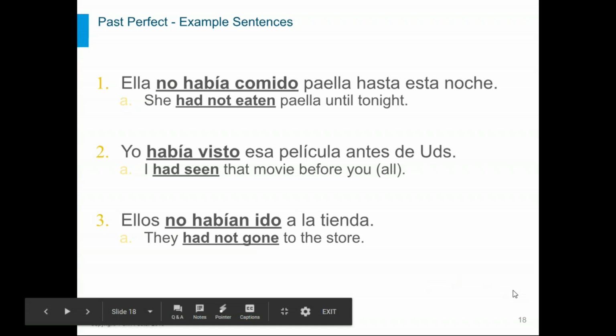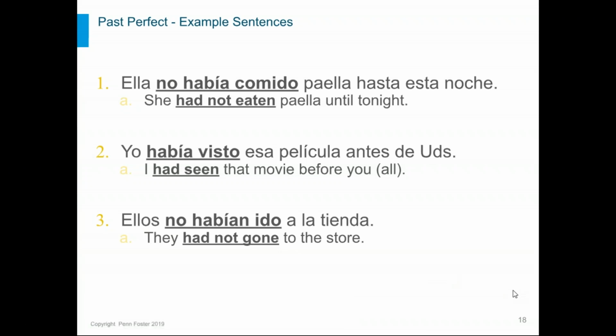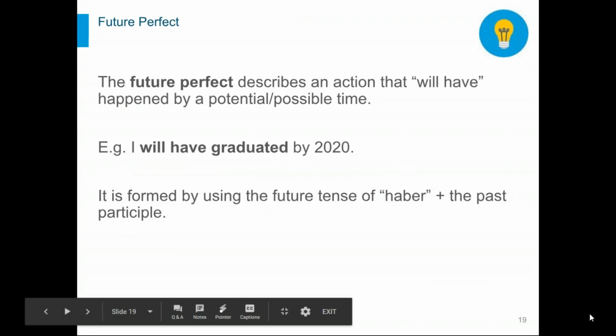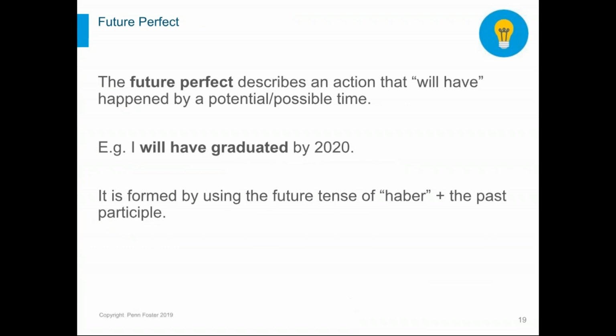Okay, so that wraps up our discussion on past perfect. We're now going to transition into the third of four perfect tenses, the future perfect tense, which is the tense that describes an action that will have happened by a potential or possible time in the future or down the road. As seen in that example, if you, as a student, are thinking about graduating from high school, having a goal in mind, if you were to say something like, I will have already graduated by the year 2020, that combination of will have is a representation of future perfect.